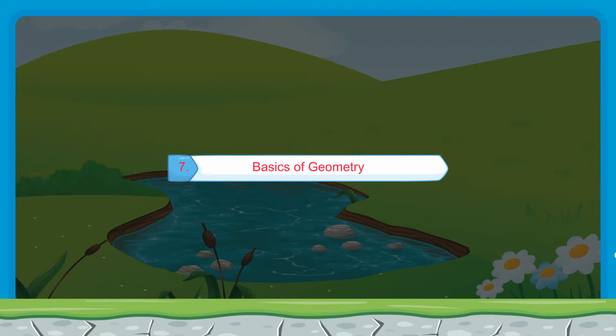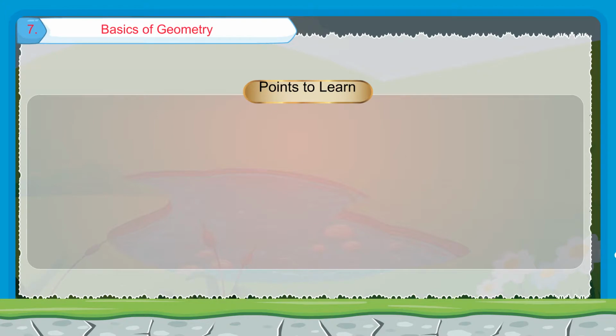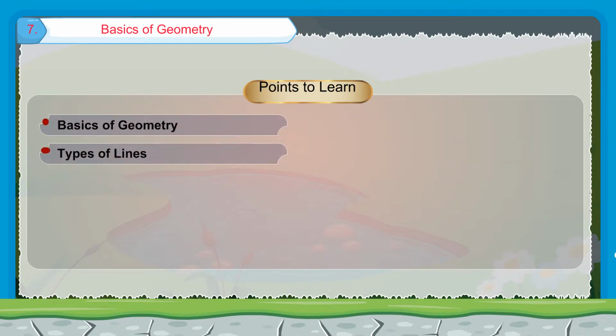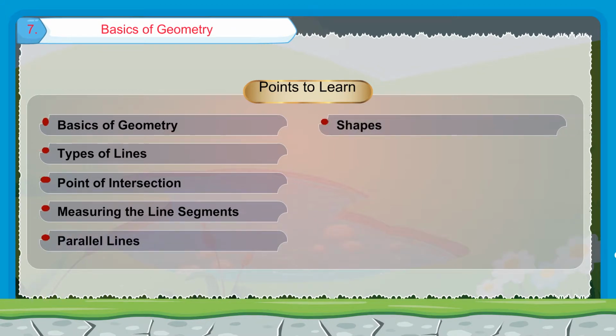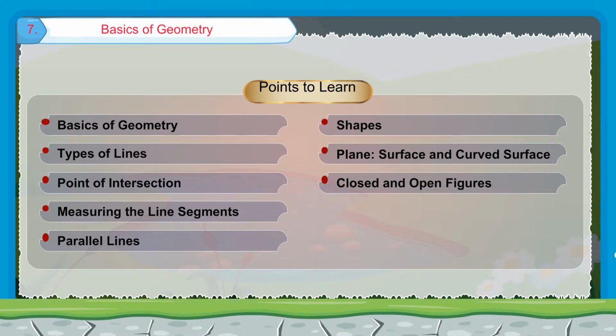7. Basics of geometry. Points to learn. Basics of geometry. Types of lines. Point of intersection. Measuring the line segments. Parallel lines. Shapes. Plane surface and curved surface. Closed and open figures. Congruent figures.